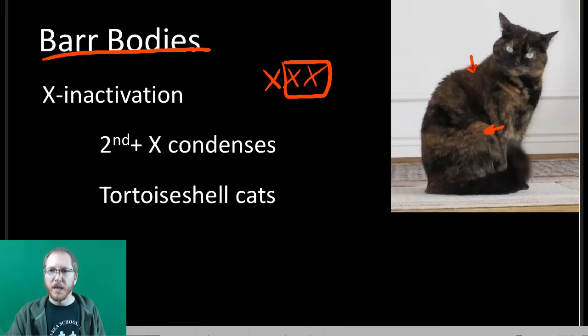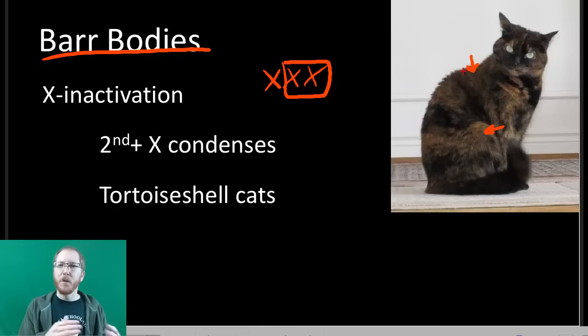black hairs. So they look like this kind of codominant situation, but in reality what's happening is some of them are shutting down the X that has the orange allele, and some of them are shutting down an X that has the black allele. So depending on which one got shut down and condensed, you get either orange hair or black hair. And so you get this tortoiseshell pattern.